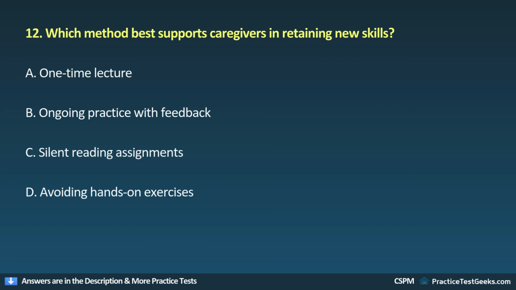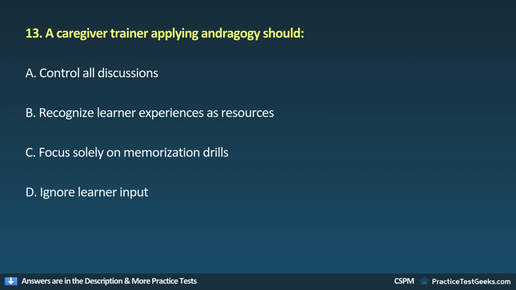12. Which method best supports caregivers in retaining new skills? A. One-time lecture. B. Ongoing practice with feedback. C. Silent reading assignments. D. Avoiding hands-on exercises.